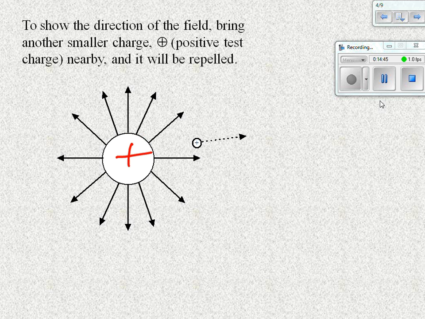The positive test charge will be repelled, which shows the field lines are pointing away. Now, here's an interesting point. I can't move this guy, but if he's in here close, it's going to be a big force, right? And as it moves farther away, the force on it is going to get weaker. So is it going to continue to move away? No. The force on it is going to become less and less, right?